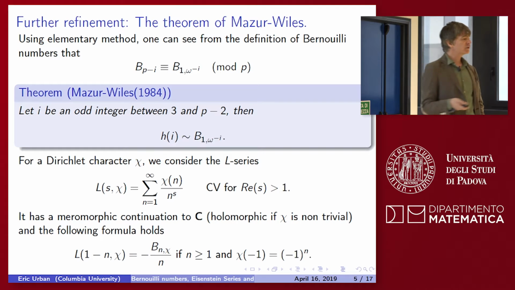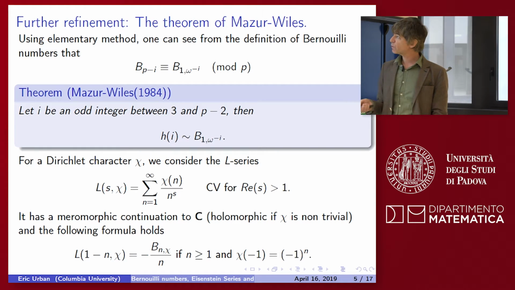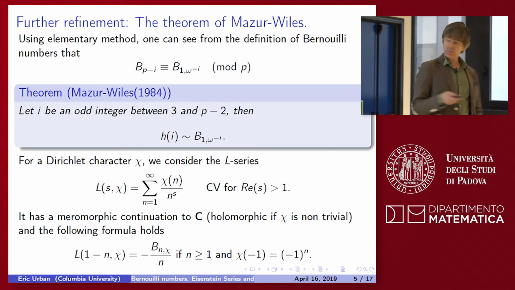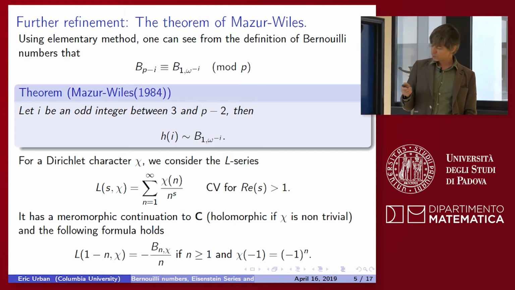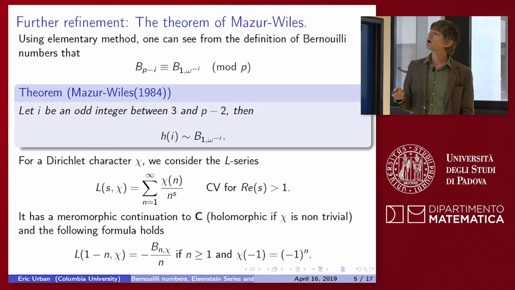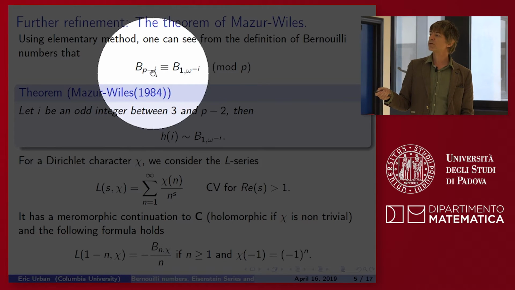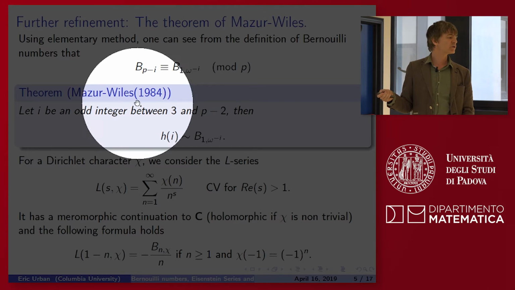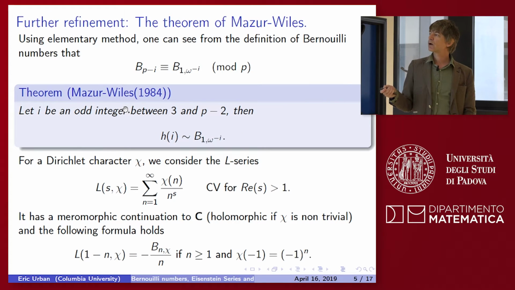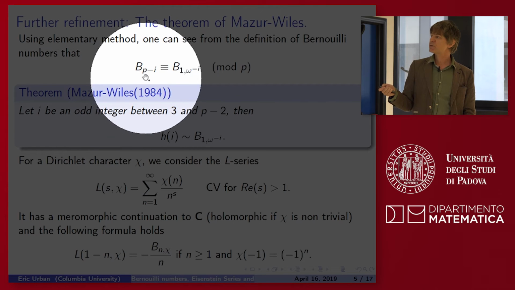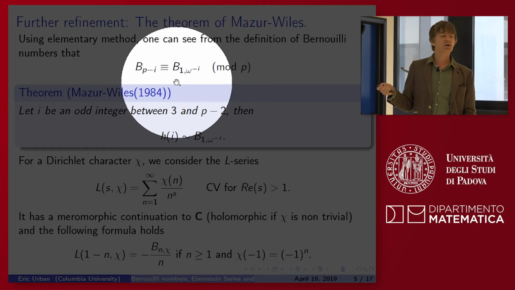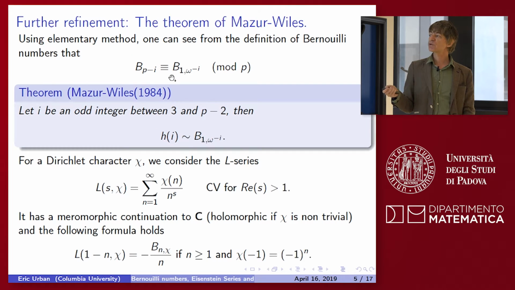So there is a further refinement of the theorem of Herbrand-Ribet, which is the theorem of Mazur-Wiles. Before that, it's important to remark that using the very definition of Bernoulli numbers, you can show that you have this congruence modulo p. So if you look at b_{p-i}, then this is going to be congruent to b_{1,ω^{-i}}. And therefore, p divides b_{p-i} if and only if p divides this generalized Bernoulli number.